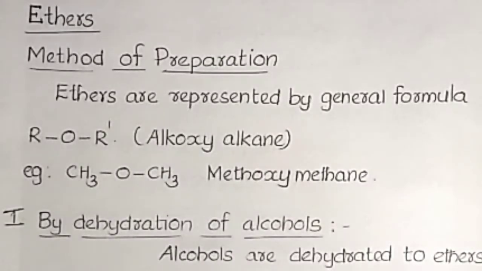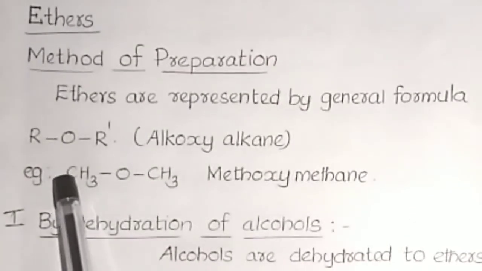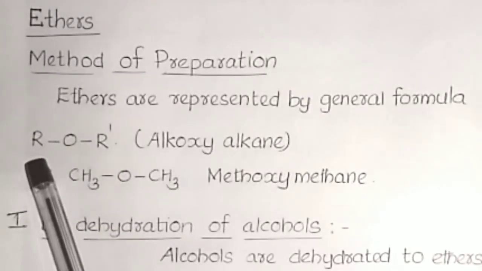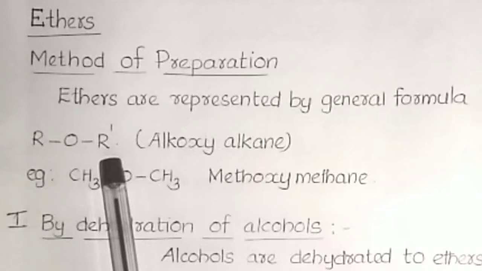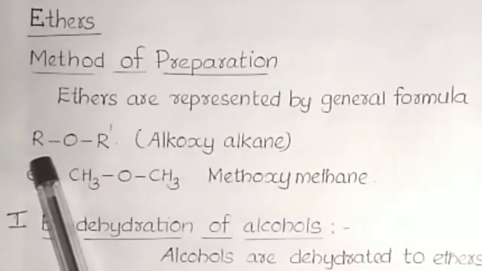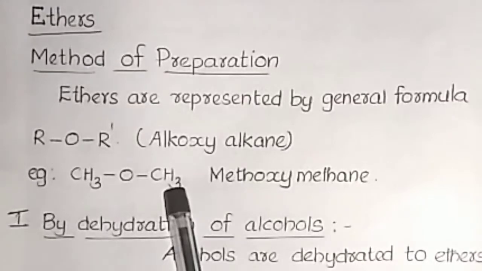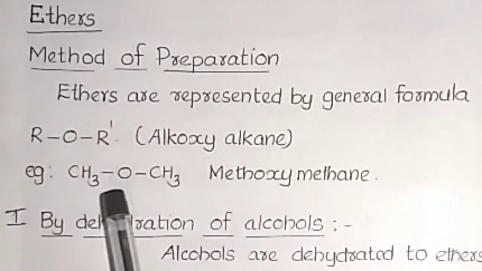We discussed ethers. Ethers are represented by the general formula ROR'. The R is any alkyl group: methyl, ethyl, propyl. R' is any other alkyl group, whether it is the same or not. For example, CH3OCH3 means methoxy methane.